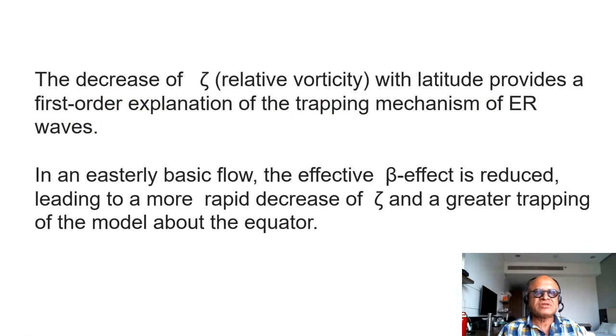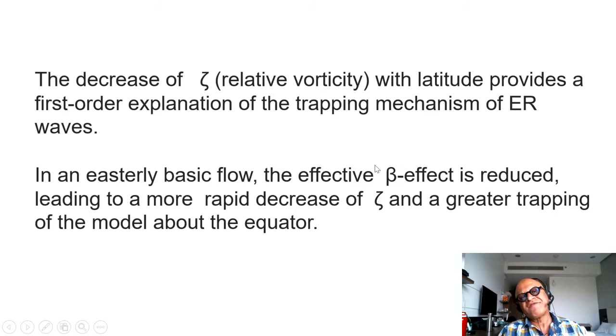So that's the same story, in which case we can state overall that the decrease of relative vorticity, induced relative vorticity with latitude, is essentially the first order explanation for the mechanism of trapping equatorial Rossby waves. In an easterly flow, as we saw, the effect of beta is reduced, leading to a more rapid decrease of zeta. What are we saying?